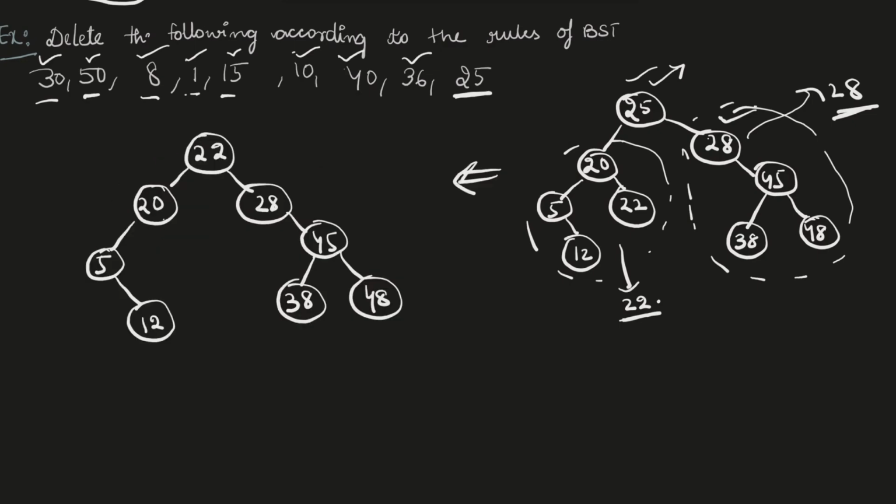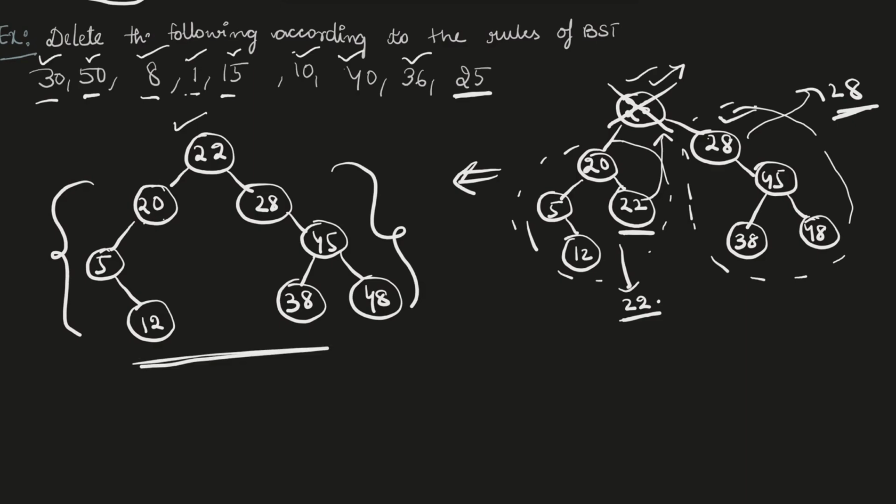Here I have chosen in order predecessor, I mean this part. So the maximum element here is 22. So deleting 25, I'll replace it with the maximum element from this. So that's what I have written over here, 22. And all the conditions get satisfied, like these numbers are less than 22 and these numbers are greater than 22. So this is our final BST tree after deleting the following elements.